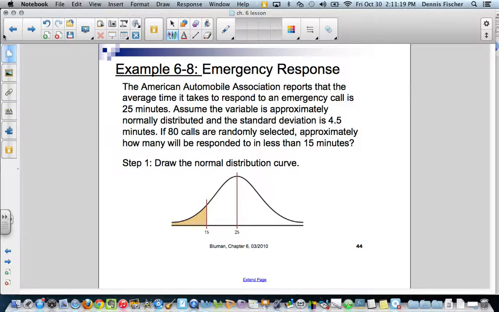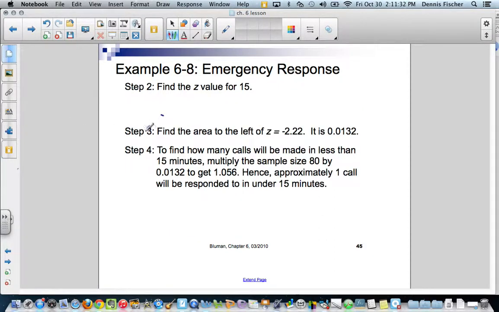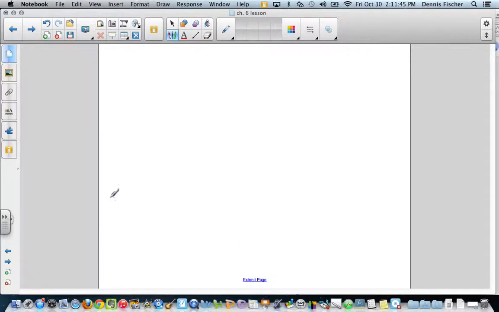I got 15 for my z-score: 15 minus 25 divided by the standard deviation of 4.5. Plug those values in and find the z-score. I'm guessing my z-score is negative 2.22. Now when we look at our chart, here's negative 2.22, and we're finding this area because we want less than that, right?